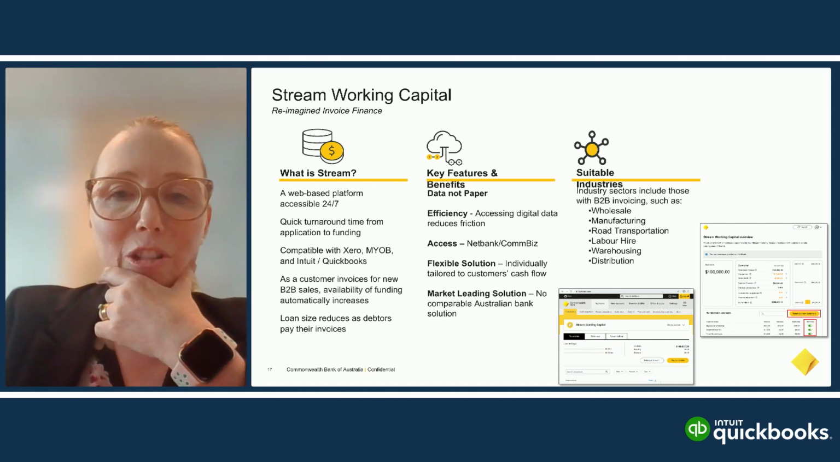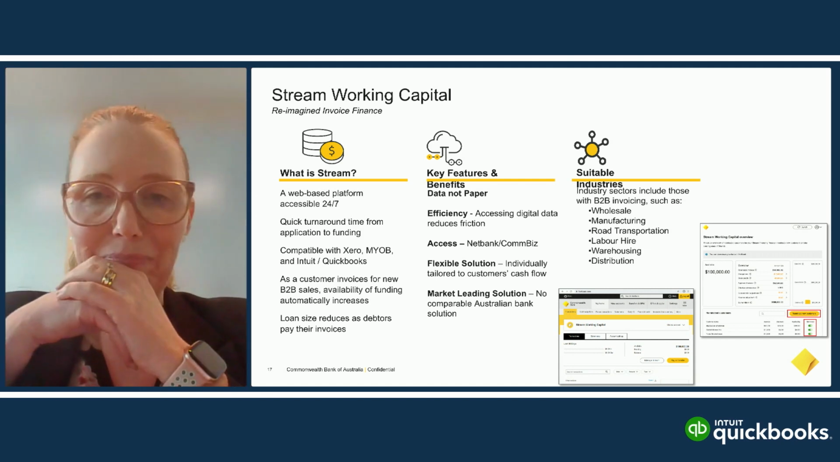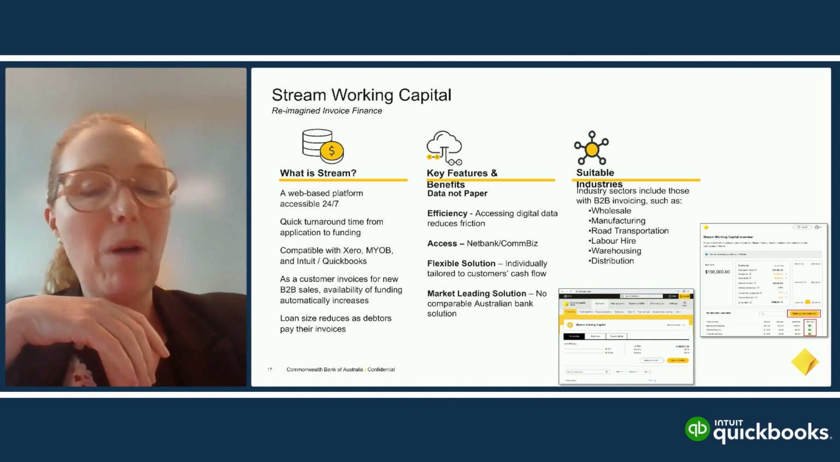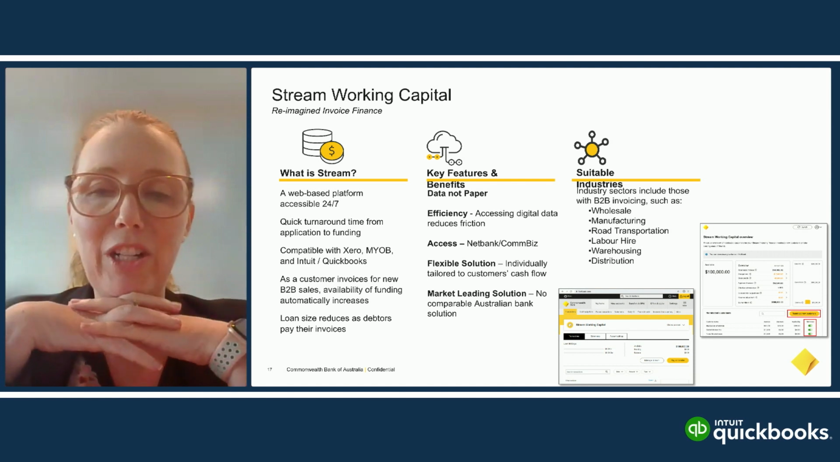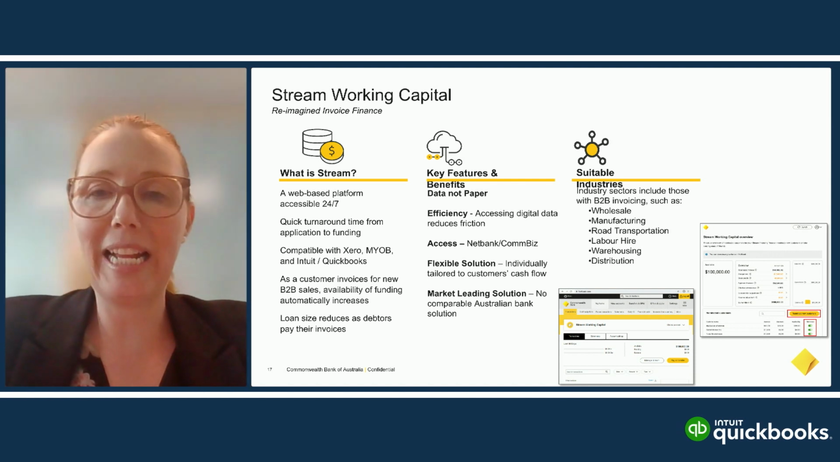So what I wanted to spend a little bit of time on now is our reimagined invoice finance offering. While we call it reimagined, it's a little bit different to your traditional invoice financing or debtor financing lending that you might know about in the market. From our perspective, it's web-based, it's online, digital for our customers.